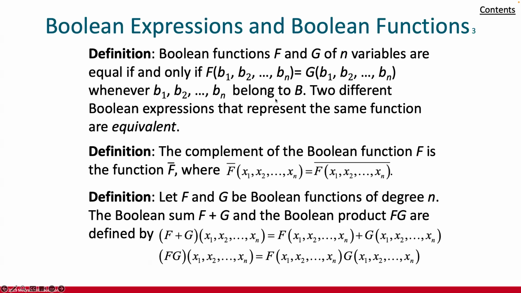The complement of the Boolean function f is the function f-bar, where f-bar of all of those is equivalent to the inversion of the whole thing. Let f and g be Boolean functions of degree n. The Boolean sum f plus g and the Boolean product fg are defined by fg of this gives that, and the multiplication fg is equal to the individual parts of that.